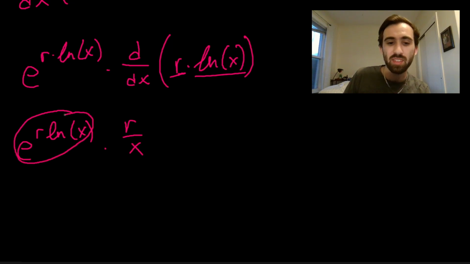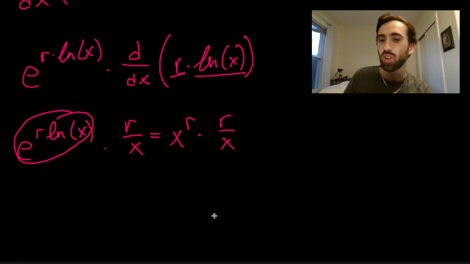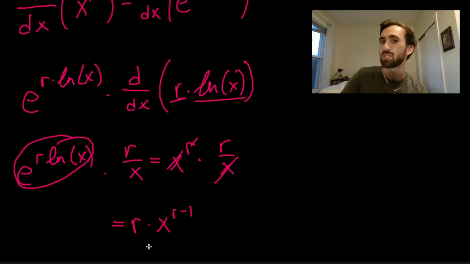But remember that this is just the inverse of x to the r. So this whole thing is x to the power of r times r over x. And we can cancel out one factor of x here, which makes this equal to r times x to the power of r minus 1.